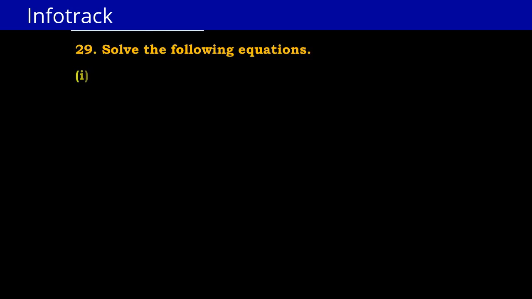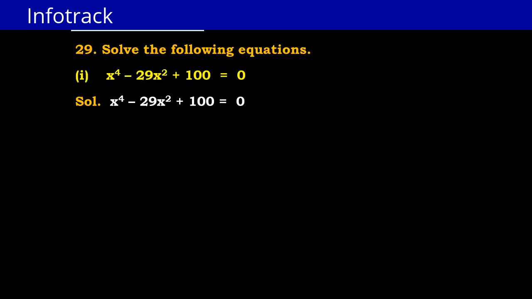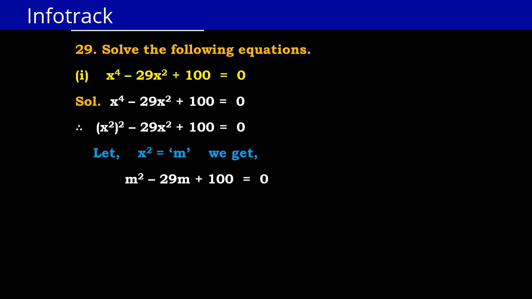Solve the following equation. In that question number 1, x raised to 4 minus 29x square plus 100 is equals to 0. See, again we can observe this is not quadratic equation, but we can convert this in quadratic equation. So this x raised to 4 we can write as x square square minus 29x square plus 100 is equals to 0. So let us consider x square is equals to m. We get m square minus 29m plus 100 is equals to 0.